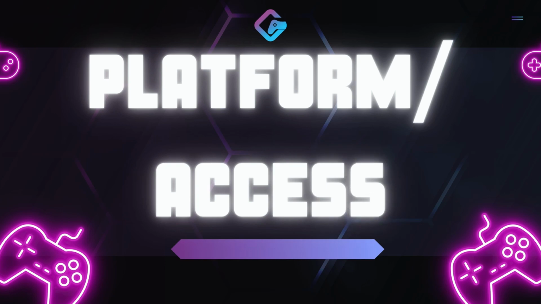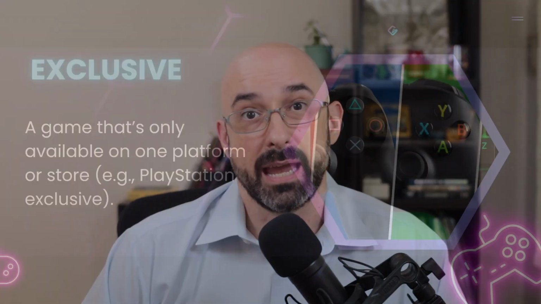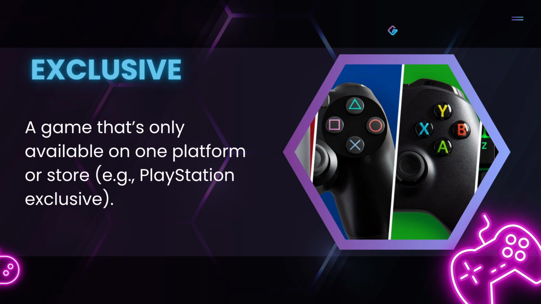Our first category is platform and access. This helps us understand where you can play the game, how to find the game, and where you can access the game. Our first word is the word exclusive.